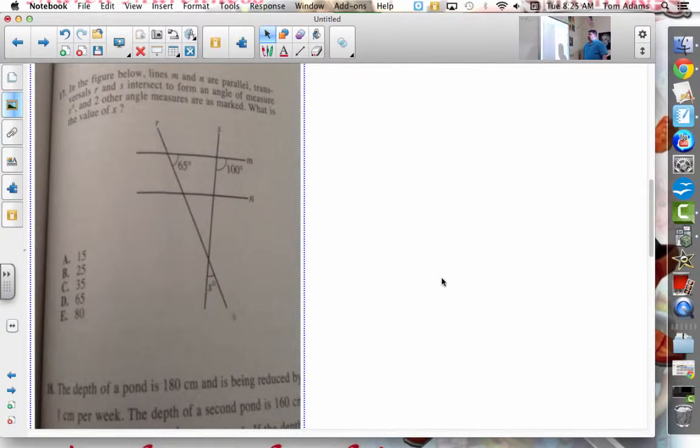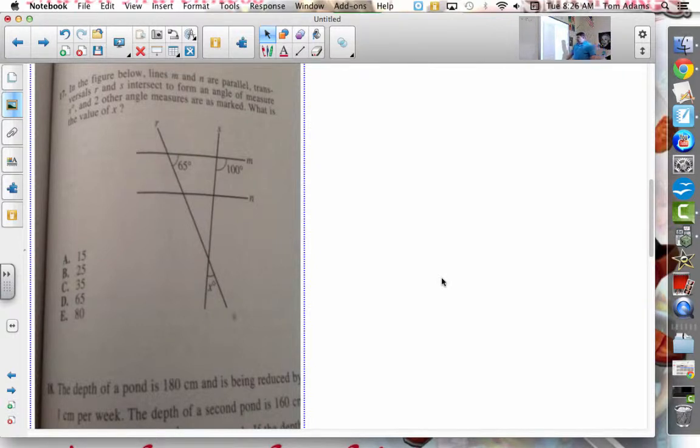Problem number 17 says in this figure, lines M and N are parallel. Transversals, which is a fancy word that means lines that cross parallel lines, R and S, intersect to form an angle of measure x degrees and two other angle measures as marked. What is the value of x?